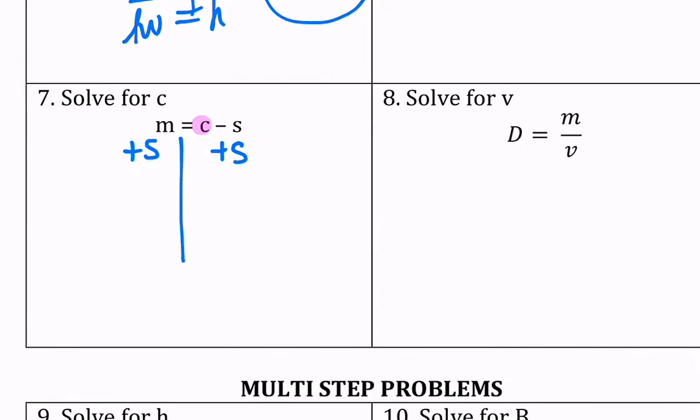Okay, on the left, we have m plus s, so that's just going to drop down, and I'm going to write it long ways like this. M plus s. On the other side, my minus s and my plus s cancel, so the c drops down. Remember, we wanted c by itself, which it is now, so we did all the work. So now let's write it properly. c is equal to m plus s.